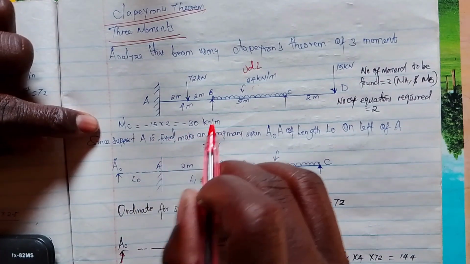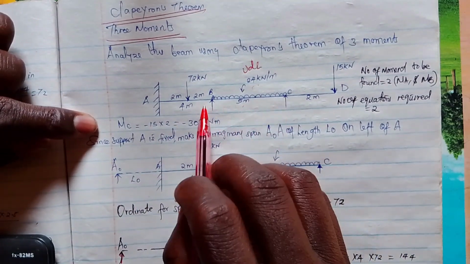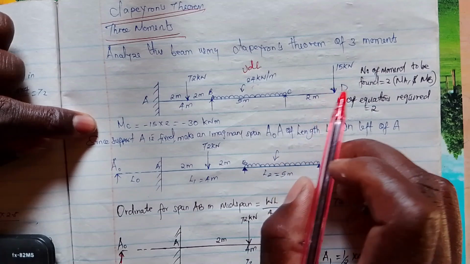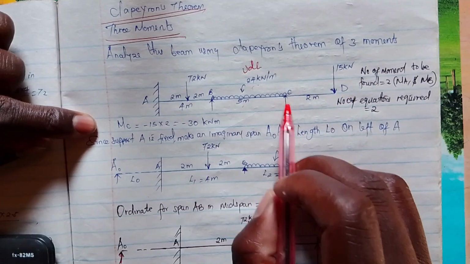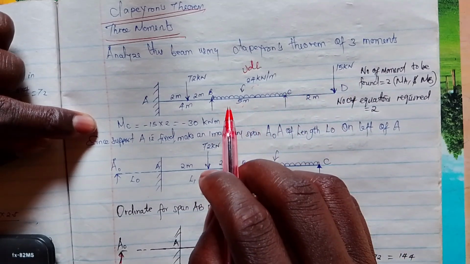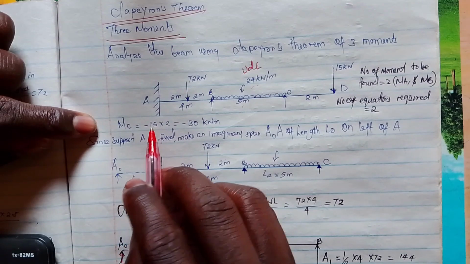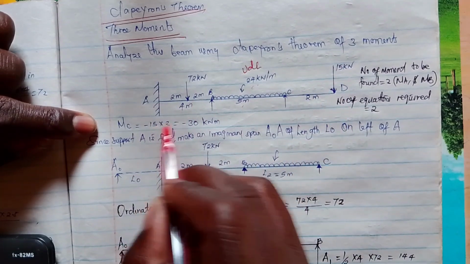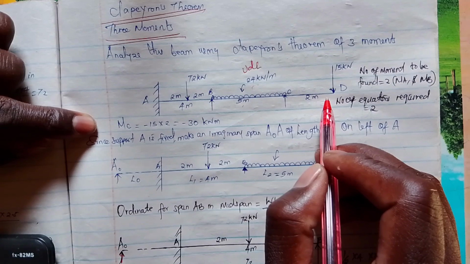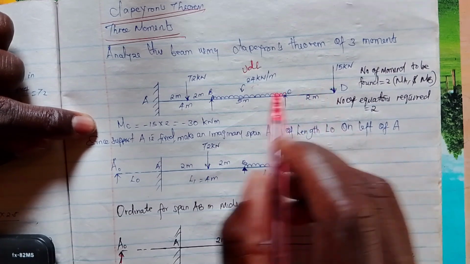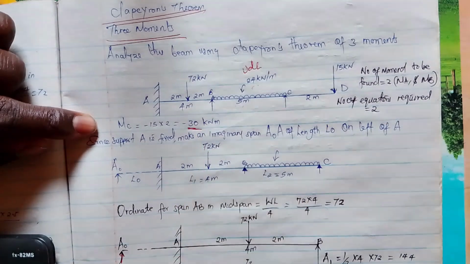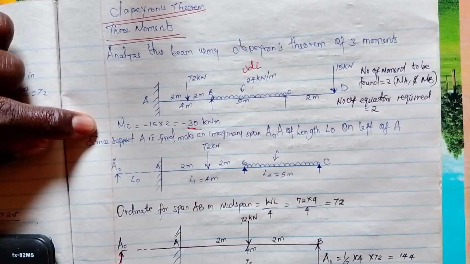So when you find a question like this one, it is overhanging here, at the end. So the first thing you do, you find the moment at C. You find MC because it's overhanging here. Take the load times the distance. So this load times its distance, we get 30 kilonewton meters.